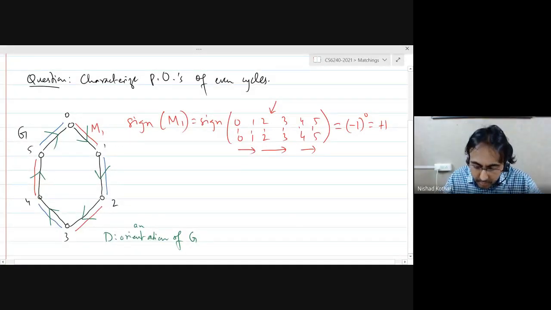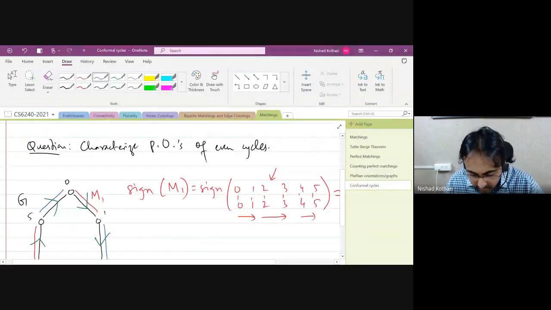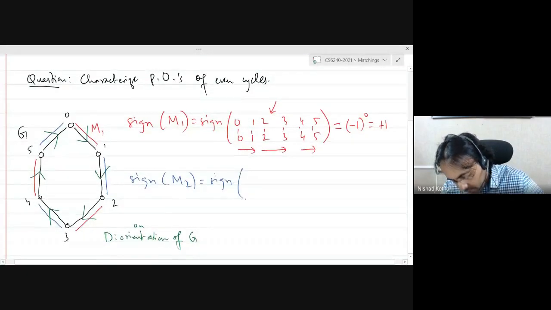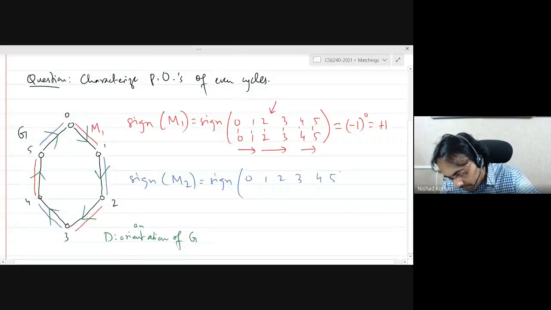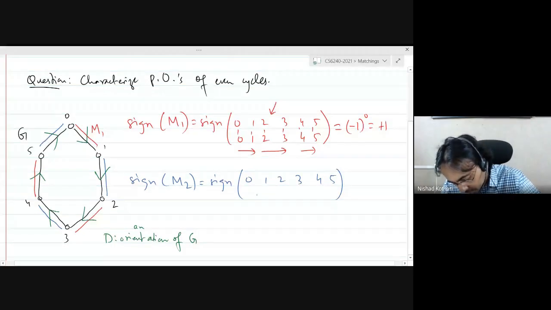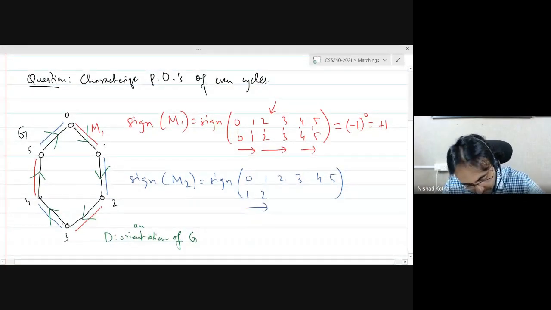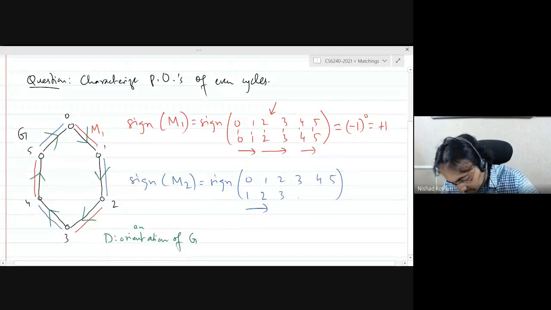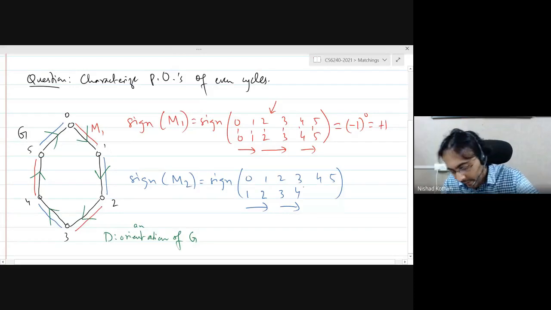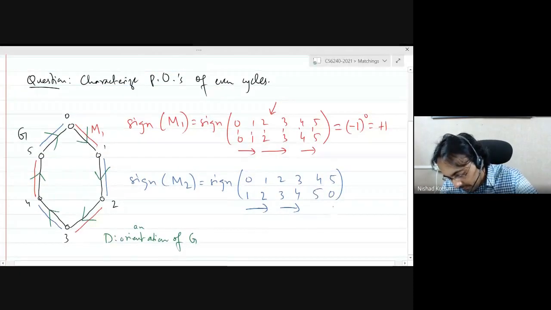And now let's compute the sign of the blue perfect matching. So same idea. You put the first row as the same one that you put in the previous computation. And now 1 is going to 2. So 1 to 2, that is the direction. 3 to 4, so the direction is like that. And then 5 to 0. So I need to put the tail first and the head later, right?